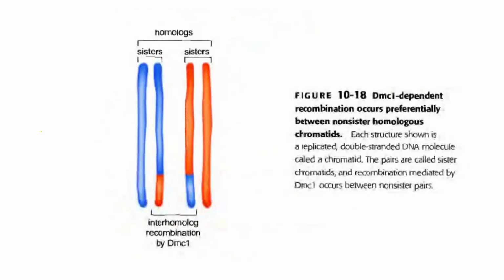So you can see here these are the chromatids they have shown. There are 4 chromosomes in total if you see here. Let's say this blue color is chromosome number 1, and this red is also chromosome number 1. Blue is from one of the parents, red is from another parent. They have replicated to give rise to one more copy. There are 4 chromosomes. These are the 2 which have replicated. The 2 blue chromosomes are the sister chromatids. Similarly, the 2 red chromosomes are sister chromatids. You can see the interhomolog recombination by DMC1 is preferentially between the non-sister homologous chromatids.